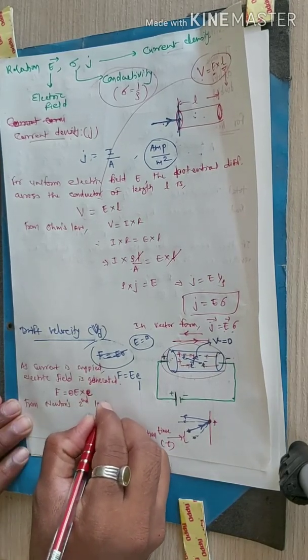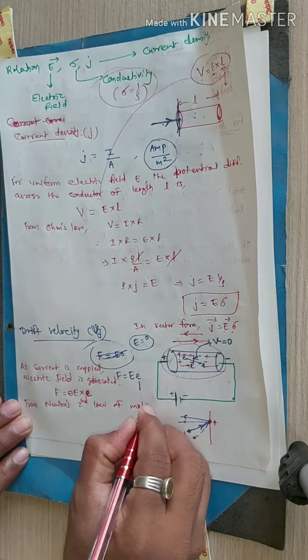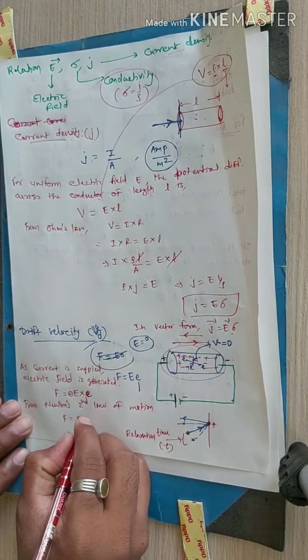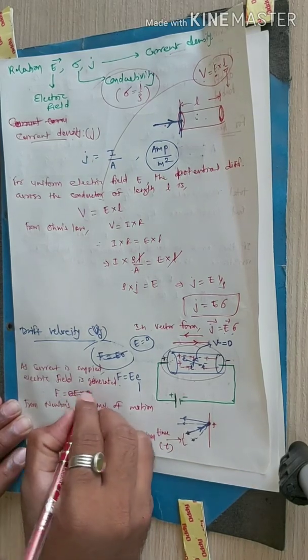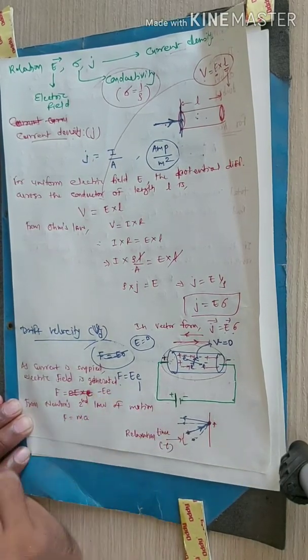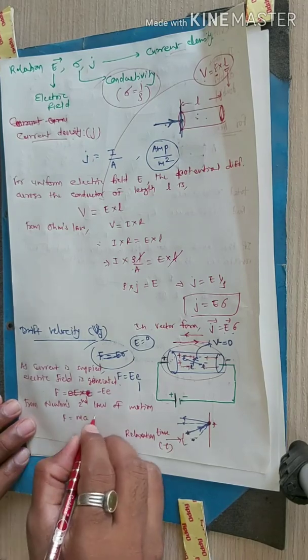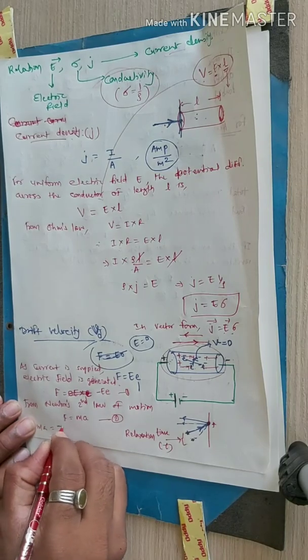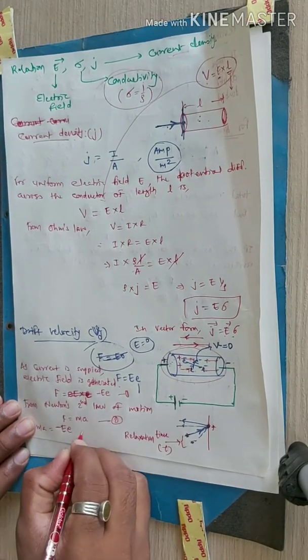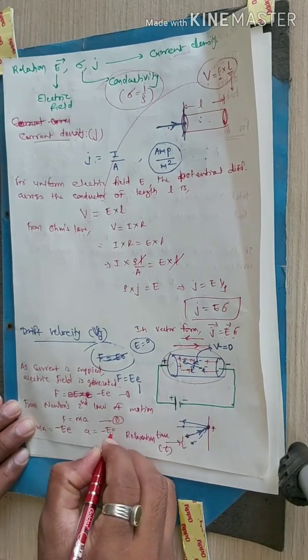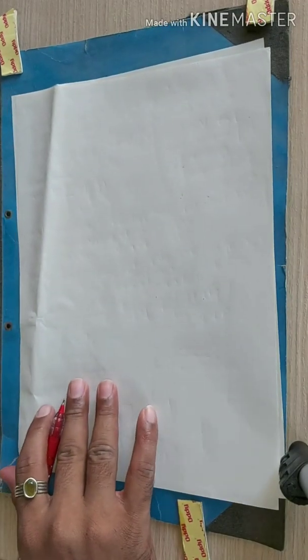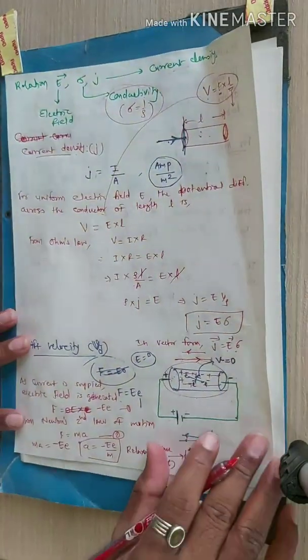So from Newton's second law of motion, F is equal to m into a. This is equation 1, this is equation 2. So m a is equal to minus E into e. So a is equal to minus eE upon m. So this is the equation of acceleration.